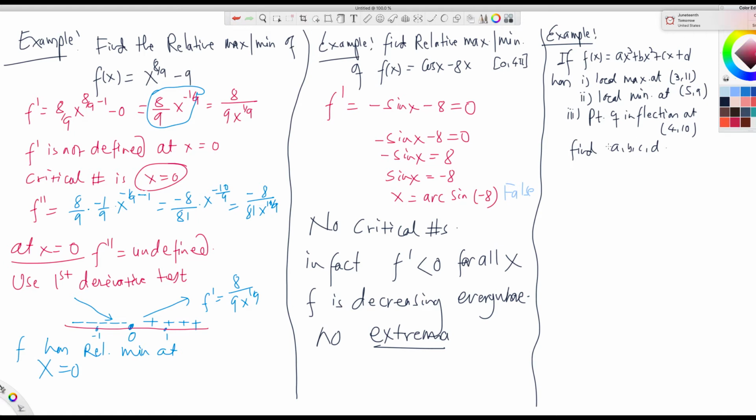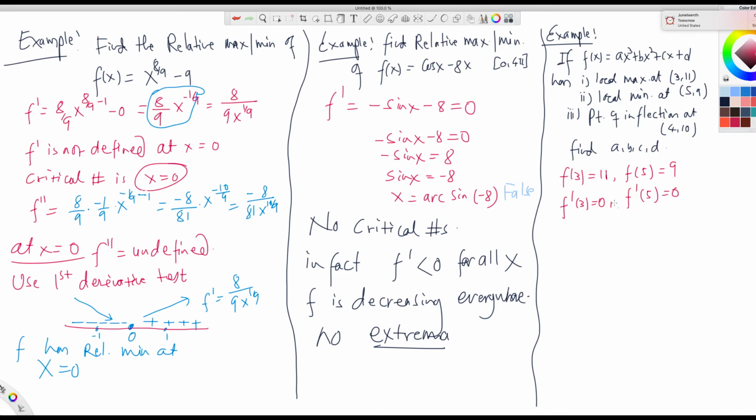So what is given is at 3, 11, meaning f of 3 equals to 11. F of 5 equals to 9. This is basically x, this is y, right? So x and y. Also, what is given? Since it is local max at 3, then you need to have f prime of 3 must be 0. And it has local min, meaning f prime of 5 must be 0 as well.